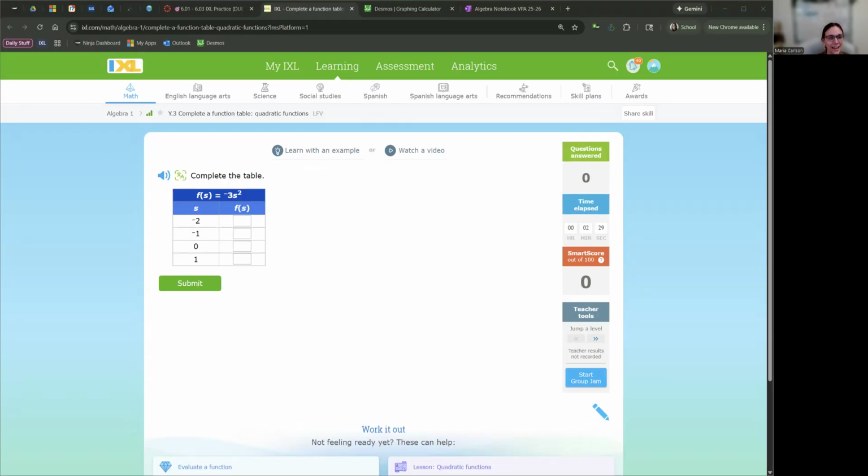In this video, I'm going to go through the IXL skill complete a function table, and this is for quadratic functions. So we want to complete the table, and it will give you the function at the top of the table. So our function is a function of s. So our input is s, and it is equal to -3 times s squared. So we're going to input these values of s, and we will calculate the output for each given input.